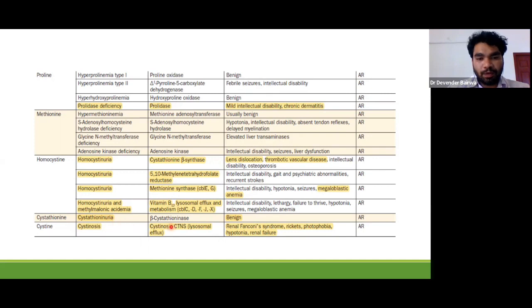Cystathionuria can occur because of deficiency of beta cystathioninase, but I have marked it because it is also a benign condition. Then coming to cystinosis. Cystinosis we have actually discussed in the previous class.